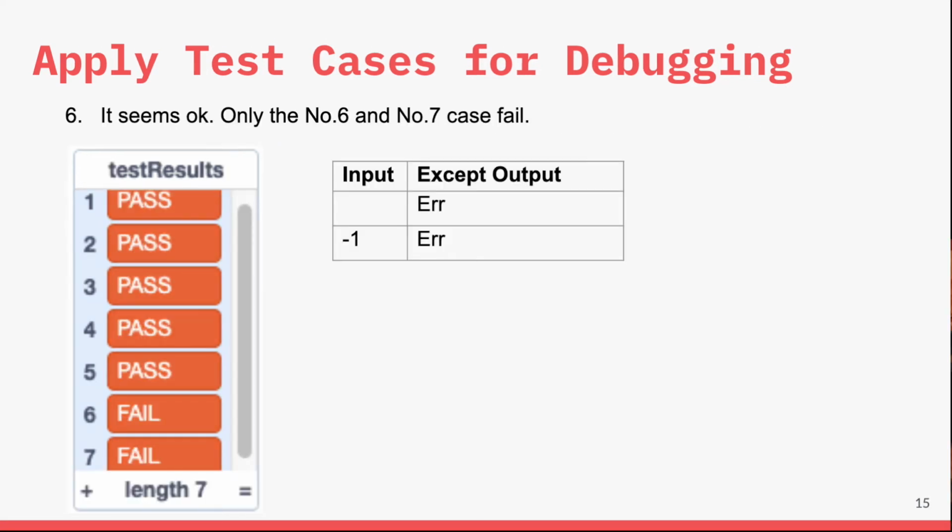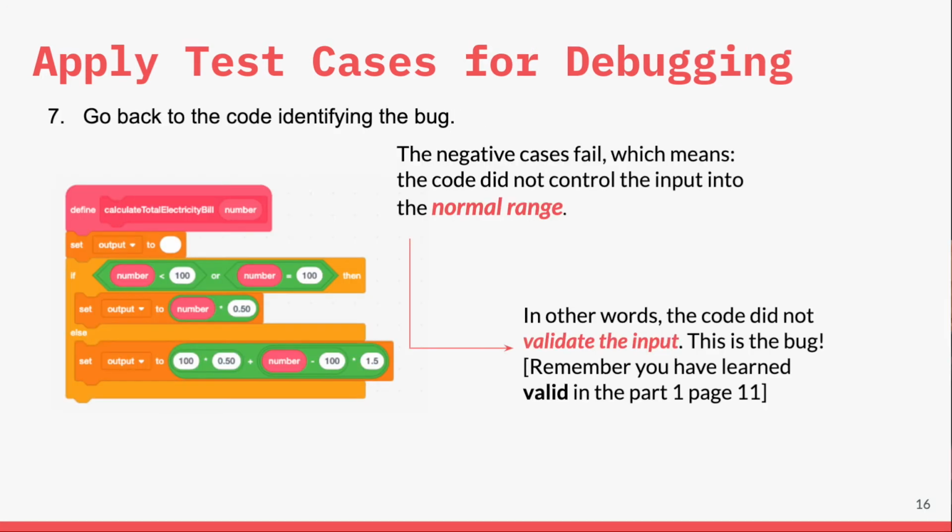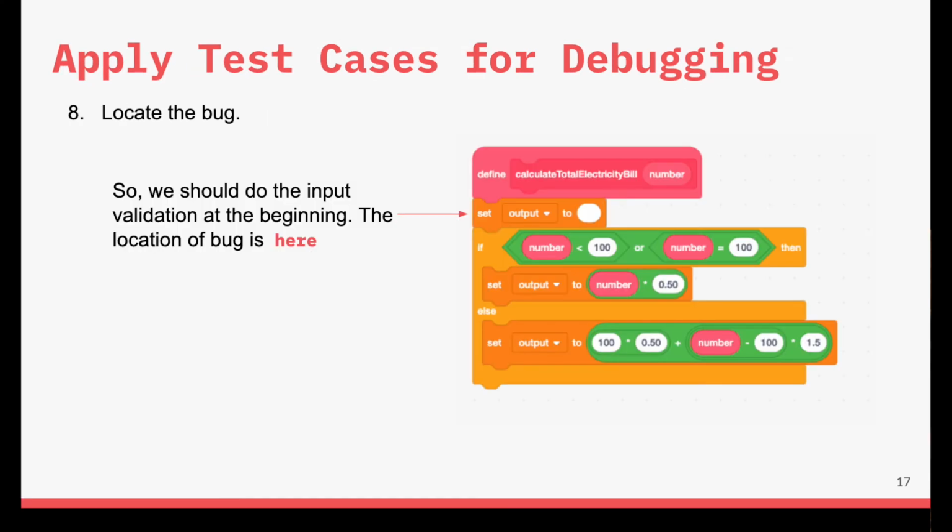Sadly, the test said no. Cases 6 and 7, the negative cases, are failing. The negative cases fail. What does it mean? The code did not control the input into the normal range. We talked about the normal range on page 9. It should be from 0 to 300. In other words, the code did not validate the input. This is the bug. We can locate the bug using this information.